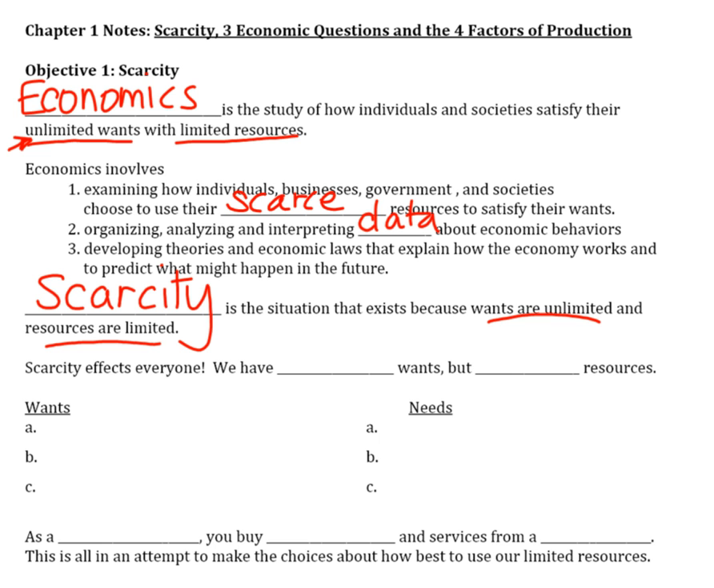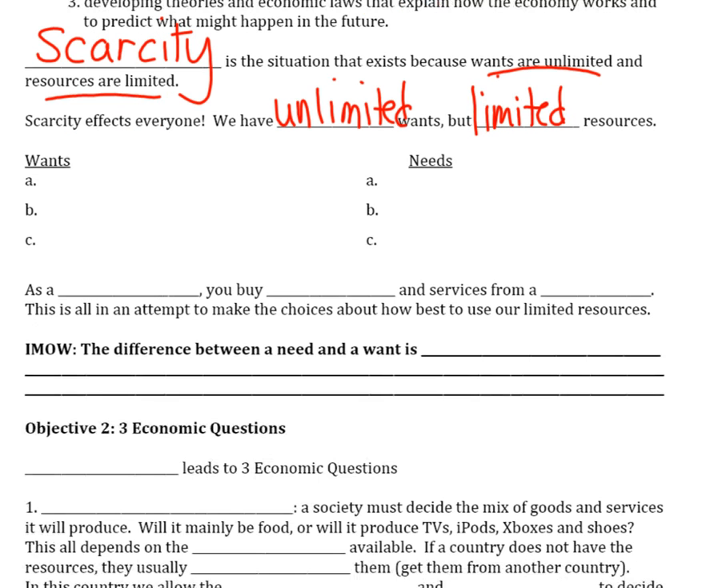So scarcity affects everyone. Up here it says, unlimited wants but limited resources. Now, there are wants and needs, and in our society and everyday life, we use those words interchangeably. Like, I need the new iPhone 6 that's coming out. Well, you don't actually need it, you want it. You need food, clean drinking water, clean air, shelter.